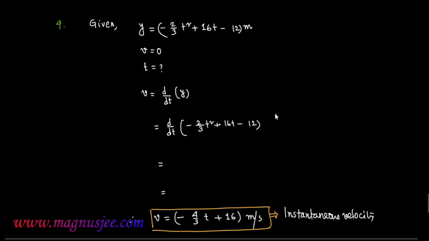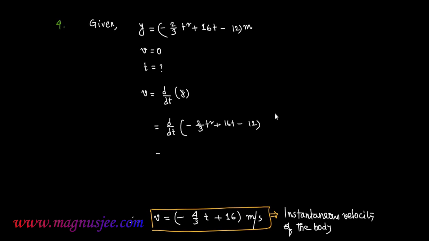Velocity of the body, instantaneous velocity of the body. So what do we have to write here? You can directly write the result if you have the confidence, and if you don't have confidence and if you have the time, d/dt of minus 2/3 of t square plus d/dt of 16t minus d/dt of 12.